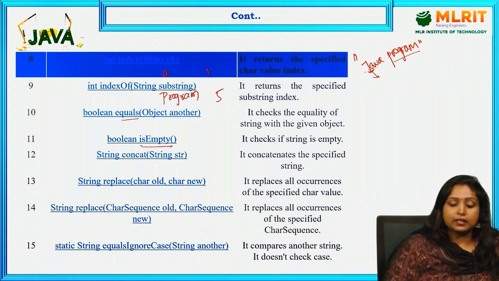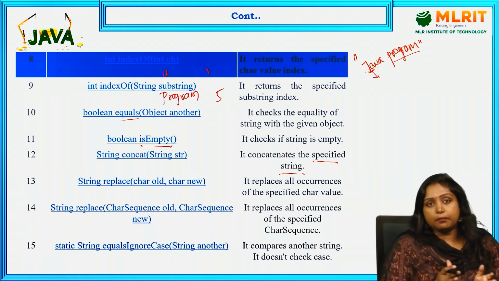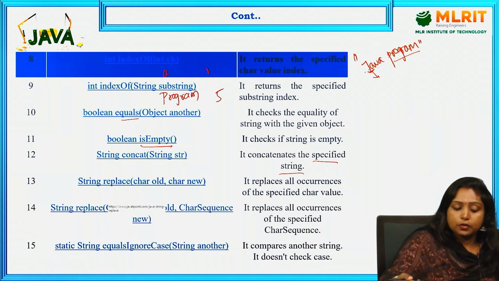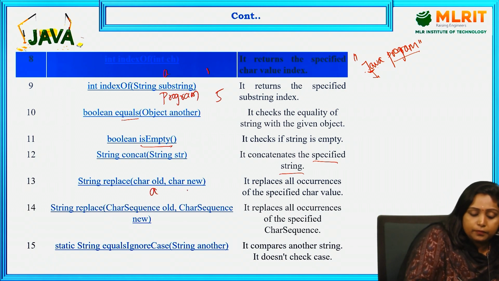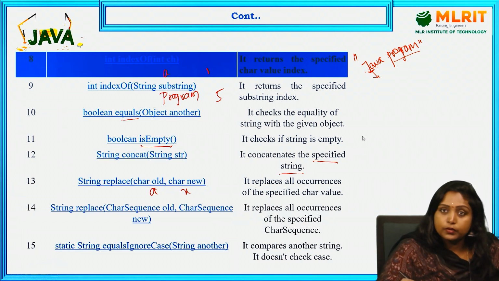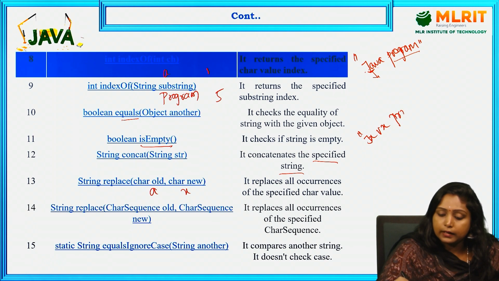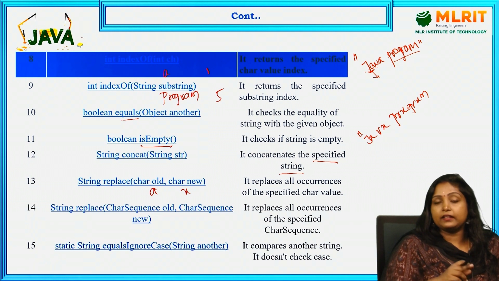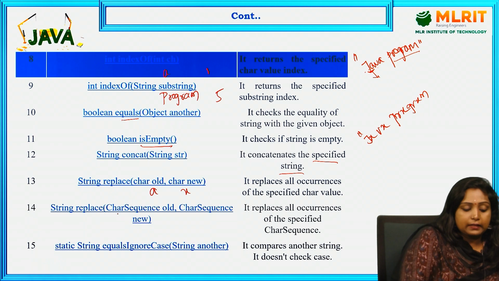Next, concatenation. Concatenation is used to bind up two strings, concatenate two strings. And replace. If I want to replace A with some X in "Java programming", simply it will go with JXVX, PRXGRXM. This will be the resultant string. Whatever the occurrences of the particular old character will be replaced with a new character. And I could have a character sequence also.